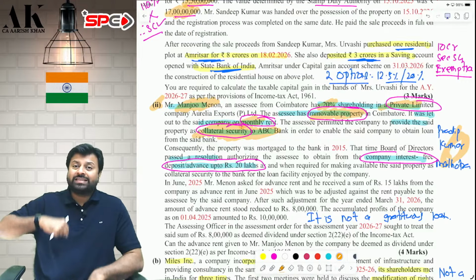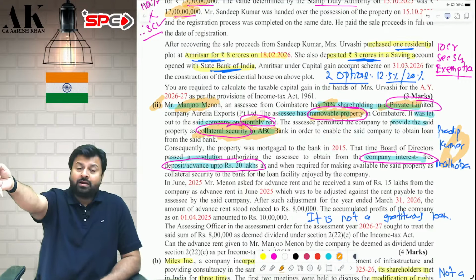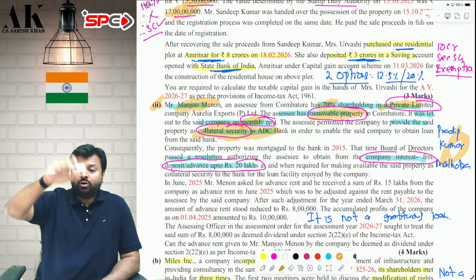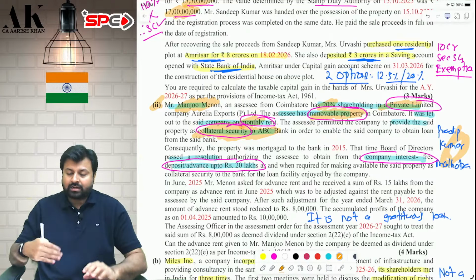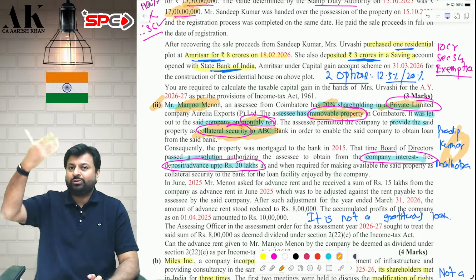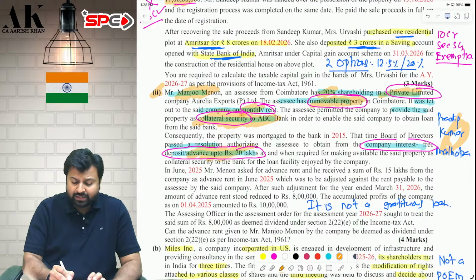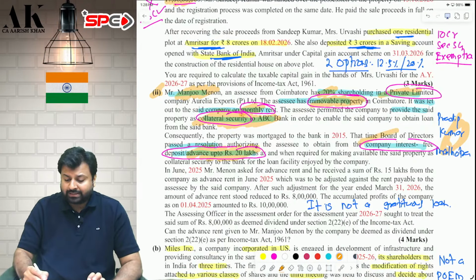So Manju has given what? Property on rent to the company. Now Manju has also allowed the company to give that property on collateral to the bank and take a loan. Now in return, the company is also doing some favor. See, Manju is doing so much favor to the company, so the company is also doing some favor. The company is giving an advance of 20 lakh rupees to Manju by passing a board resolution.